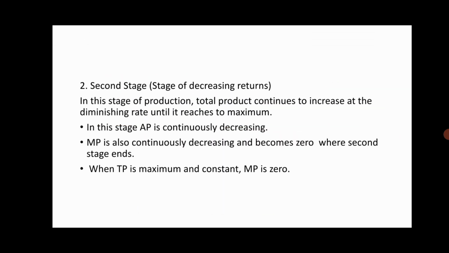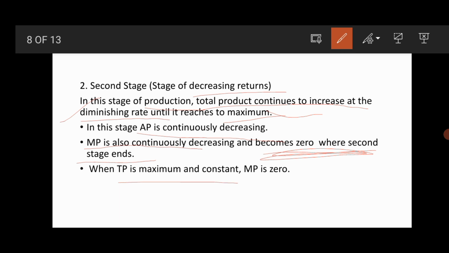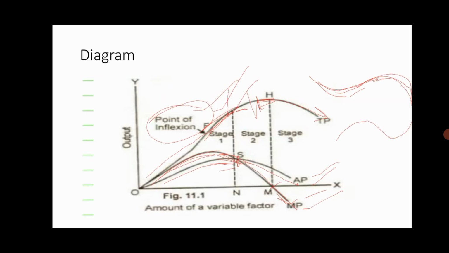Then the second stage of law of variable proportion is the stage of decreasing return. In this stage of production, total product continues to increase at a diminishing rate, but it reaches the maximum point. So in this stage, AP is continuously decreasing and MP is also continuously decreasing, and MP becomes 0 when the second stage ends, and TP is maximum and MP is 0. So you can see that in the diagram.